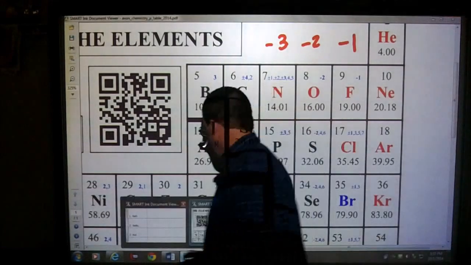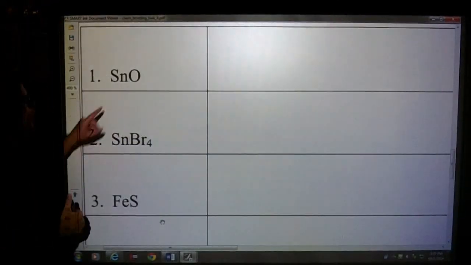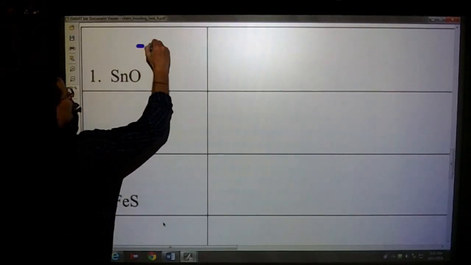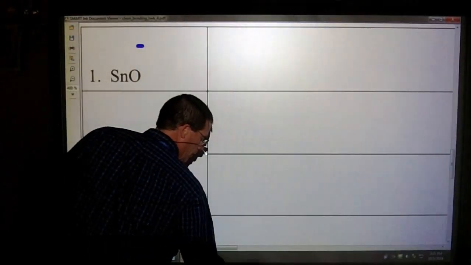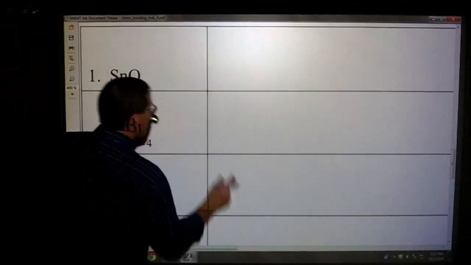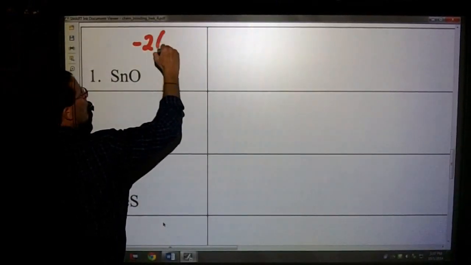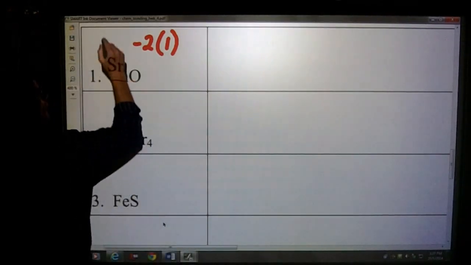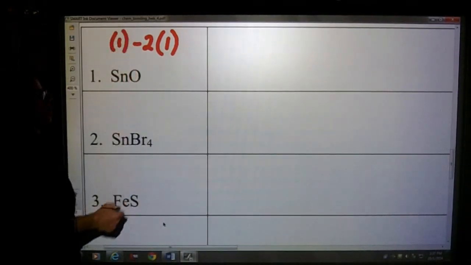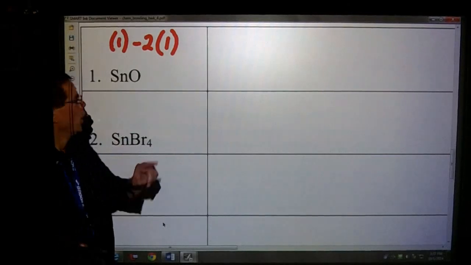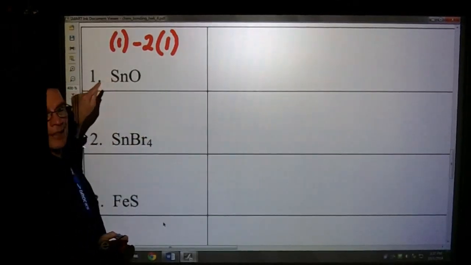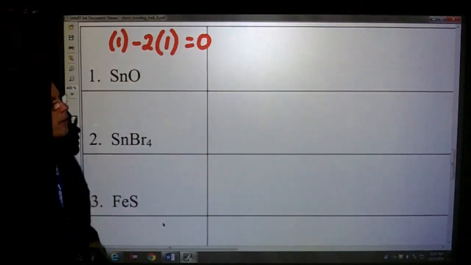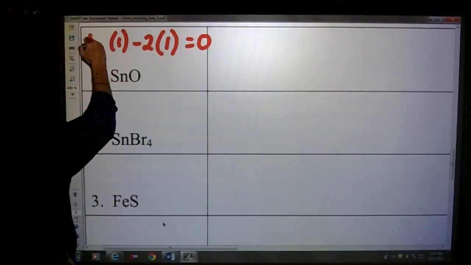Okay? So when looking at this, we know that we have how many oxygens here? That's right, we have 1 of those. So since we have 1 oxygen with a total charge of -2, how many tin atoms do we have? We have 1. So what must the charge on this tin atom be for it to equal 0? It has to have a +2 charge.